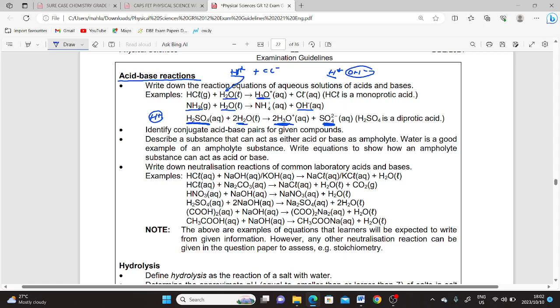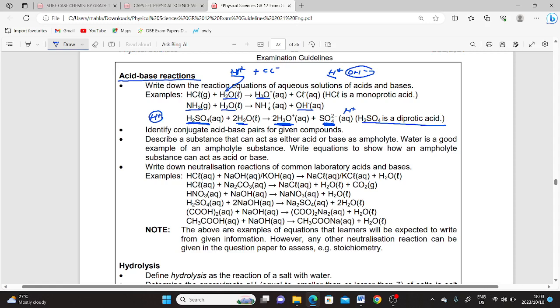Then let's check what happened. Well, the solution will be acidic because there is a production of hydronium ions on the product side here. And then they're saying H2SO4 is a diprotic acid. That's why it can donate both two hydrogen ions. Right, that is the acid-base reaction, first type.